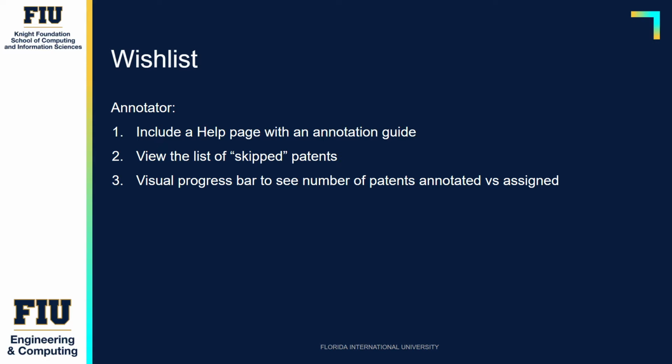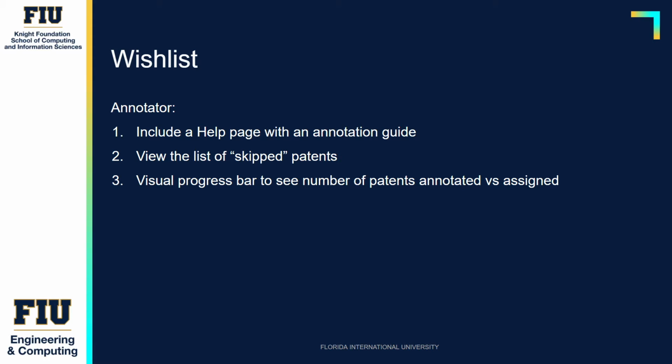The second item on our list for the annotators is to view the list of skipped patents. As you saw in the demo video, the annotators can skip patents if they choose to. However, right now we can't see the list of the patents that they skipped to get back to. So we wish to include that list in the future as well.